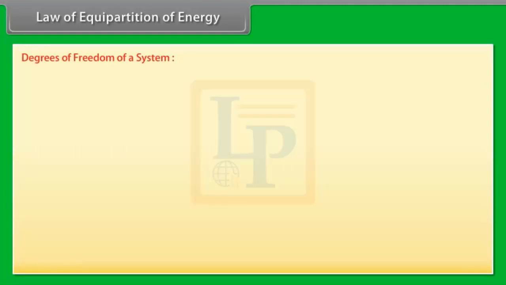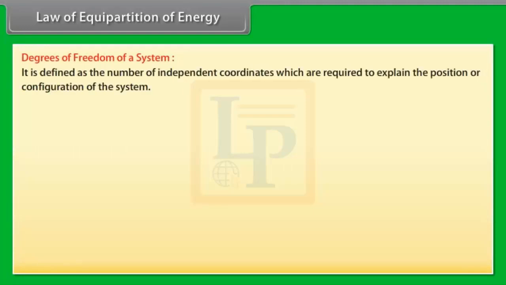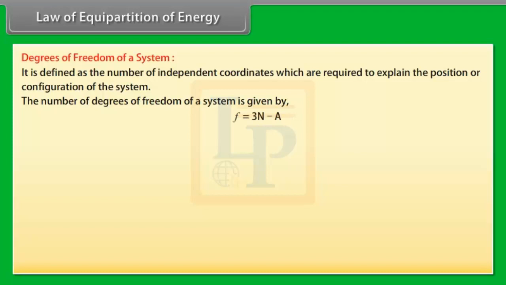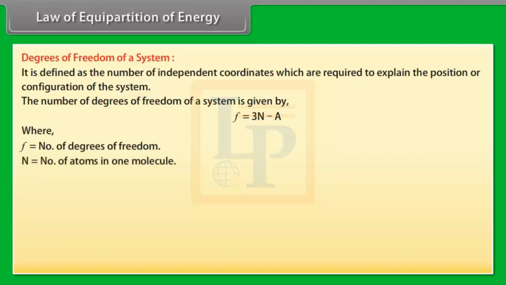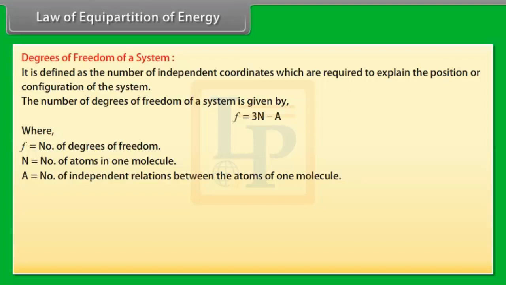Degree of freedom of a system. It is defined as the number of independent coordinates which are required to explain the position or configuration of the system. The number of degrees of freedom of a system is given by f = 3n − a, where f is the number of degrees of freedom, n is the number of atoms in one molecule, and a is the number of independent relations between the atoms of one molecule.